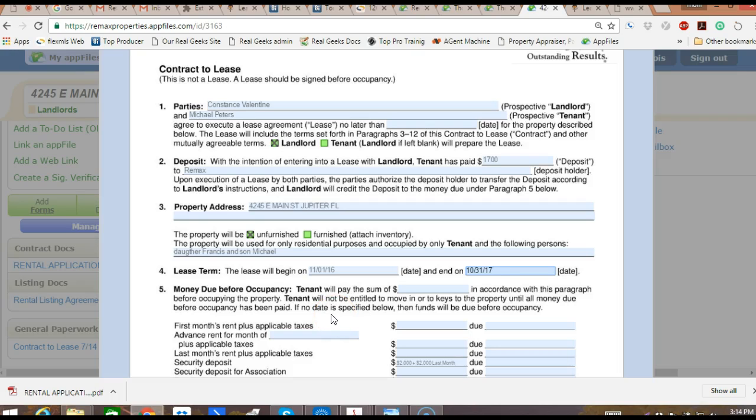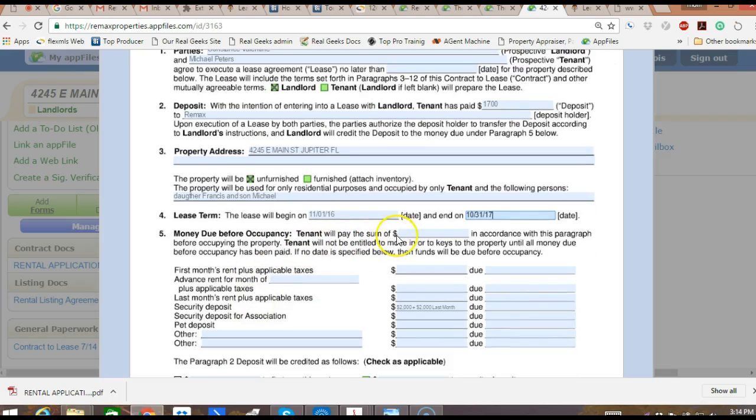That's fine. Money due occupancy. The pay the sum of $1,700, not being touched until all money occupants have been paid the date specified, then will be occupant month. That's actually due event month up, and be need rent. Last month rent is 17.